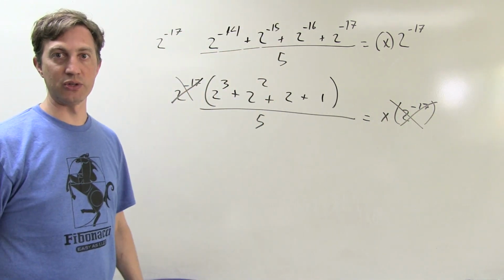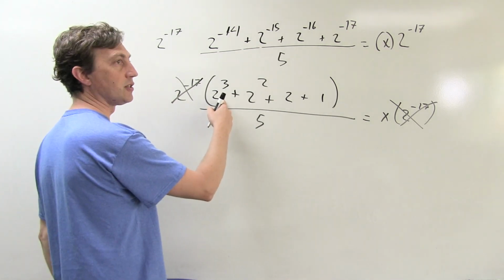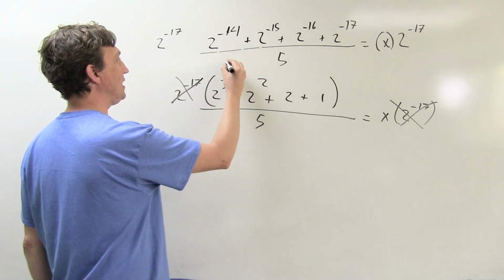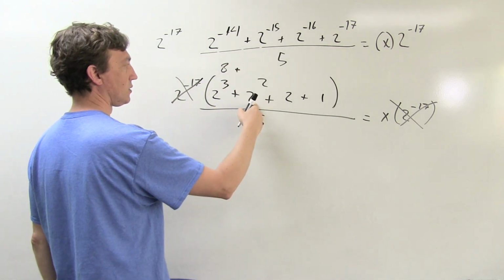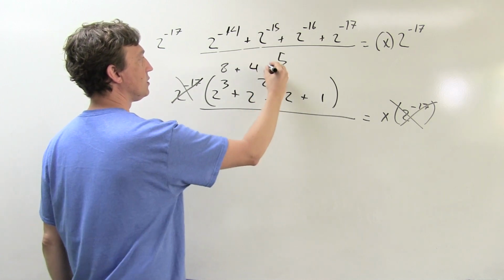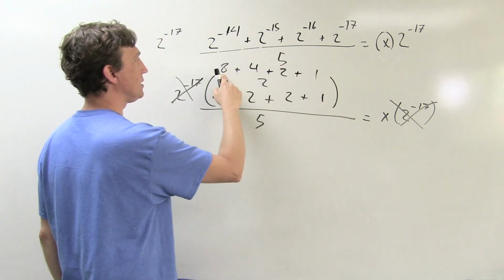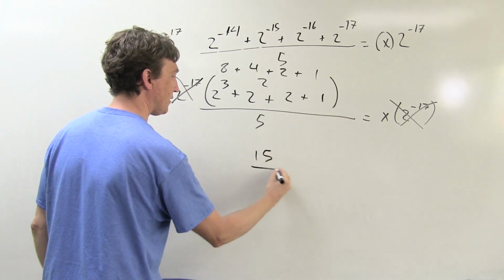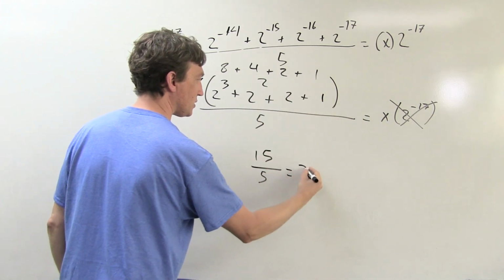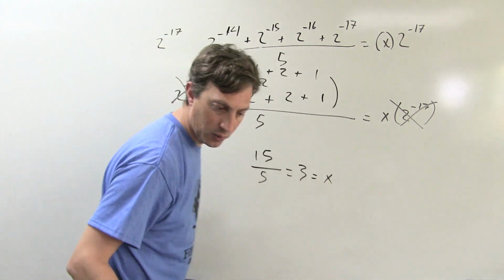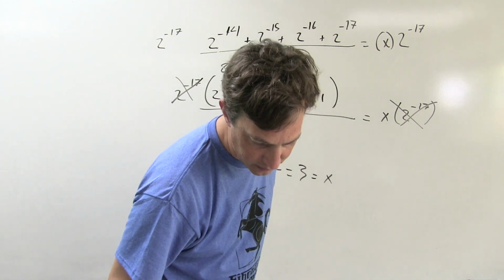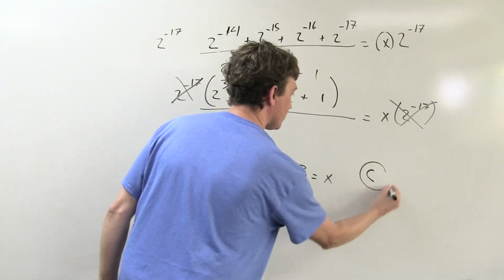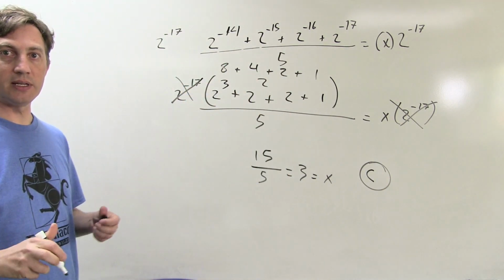All I need to do is reduce this. 2 to the 3rd, 2 times 2 is 4, times 2 is 8, plus 2 squared, or 4, plus 2, plus 1. 8, 12, 14, 15. So this all reduces to 15 over 5, which is 3, which is x, which is our answer, C. That's all the math we need to do here.